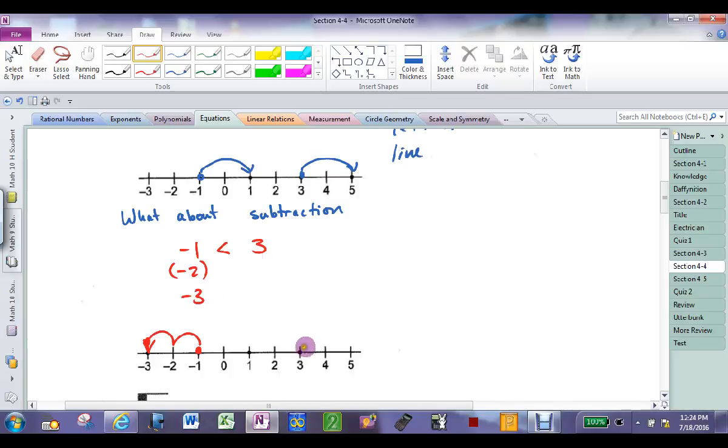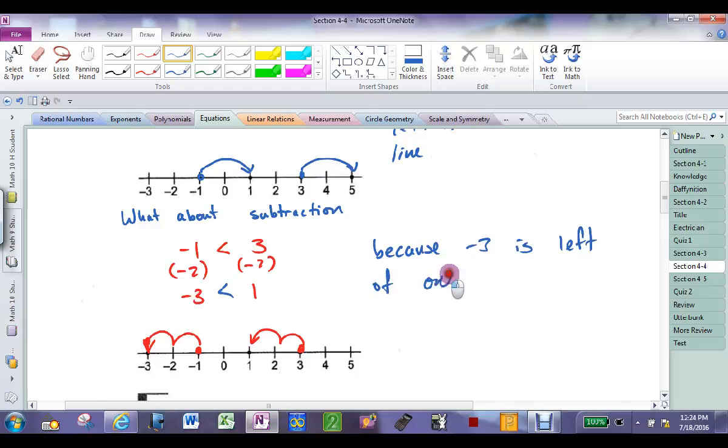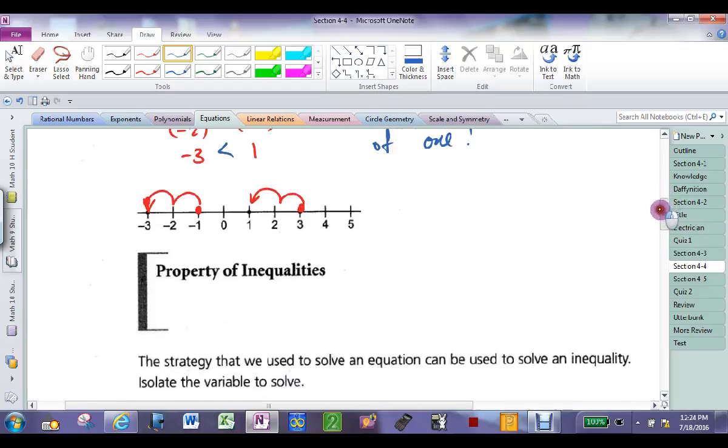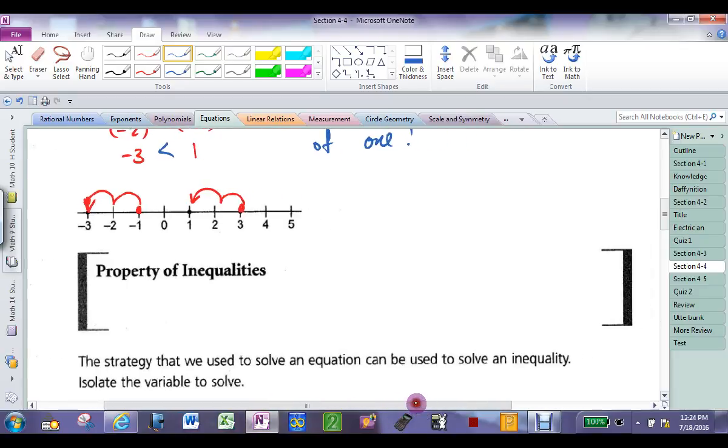3 minus 2 takes me to 1. What symbol goes in the middle? Less than. Why? Because negative 3 is less than 1. All right. So, as we have said numerous times, if it happens once in math, it always happens. Well, you just proved something twice.